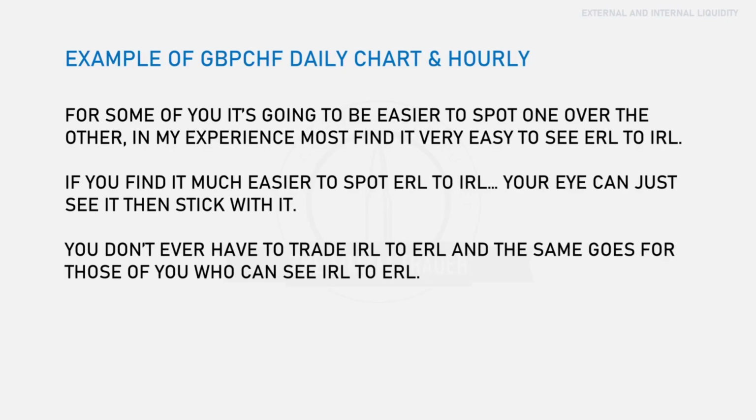So we wait for an old high or an old low to get raided, right, and then we want to trade into an imbalance as a clear draw on liquidity. If you find it easier to spot external range to internal range, you can just stick with it like that. You can also go from internal range to external range, which could be an OTE entry, right, into a range on a fair value gap, and then aiming for an old low or an old high. You don't ever have to trade internal range to external range, and the same goes for those of you who can see internal range to external range. Important is what is most comfortable for you to see.